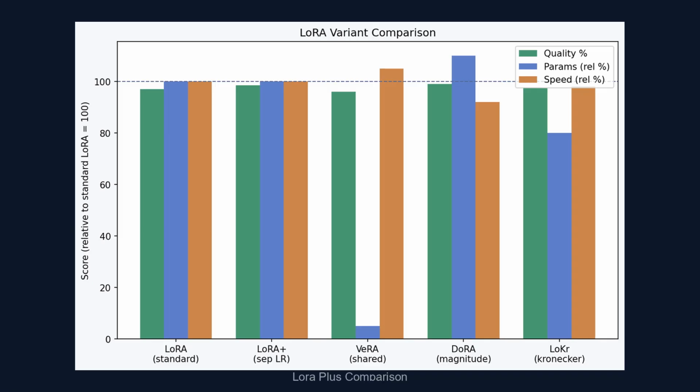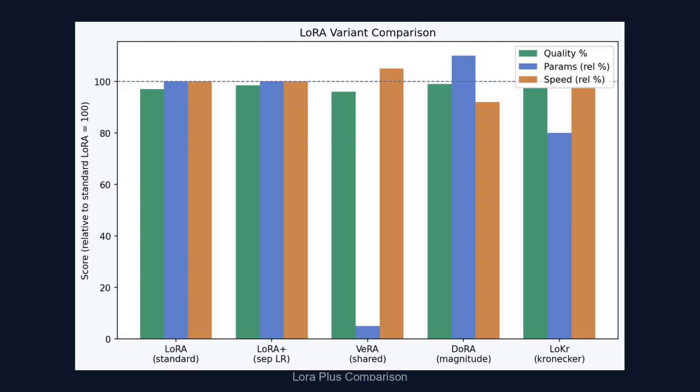This bar chart compares LoRA variants across quality, parameter count, and speed, all normalized to standard LoRA at 100%. The key observation: LoRA Plus, VeRA, and DoRA all maintain quality at or above the standard LoRA baseline while varying significantly on the other 2 axes. LoRA Plus improves speed without sacrificing quality. DoRA improves quality at a modest speed cost. VeRA achieves competitive quality with dramatically fewer parameters.